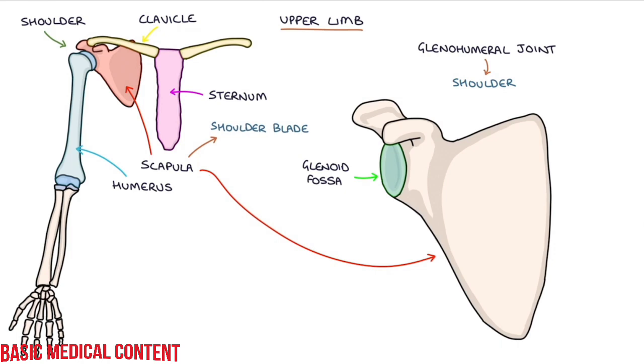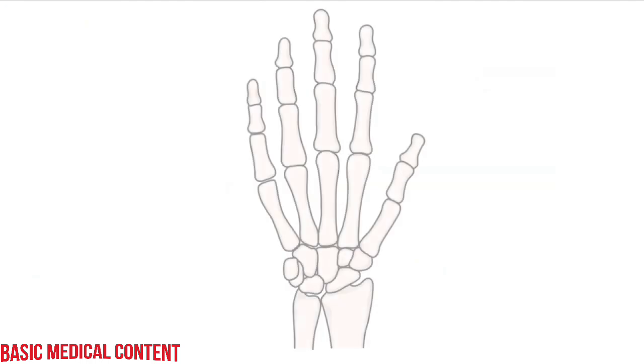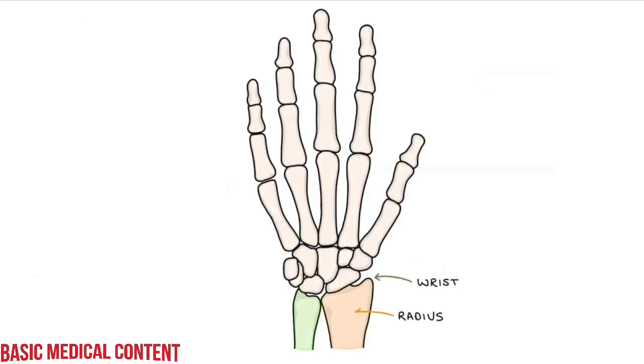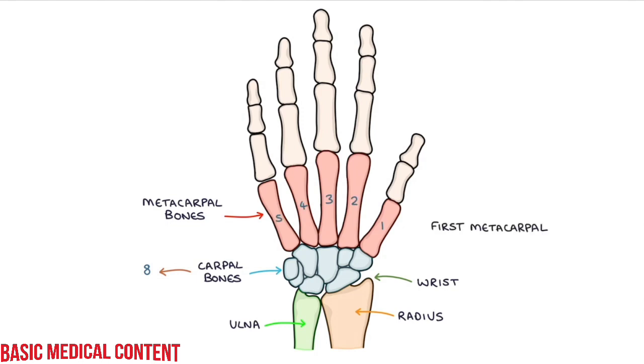If we move further down, the humerus meets the radius and the ulnar bones at the elbow joint. Looking a bit closer at the wrist, the radius and the ulna connect to the carpal bones, and there are 8 of these carpal bones. The carpal bones connect to the metacarpal bones. The metacarpals are numbered 1 to 5, from the thumb to the little finger, meaning that the first metacarpal is at the base of the thumb, and the 5th metacarpal is at the base of the little finger.